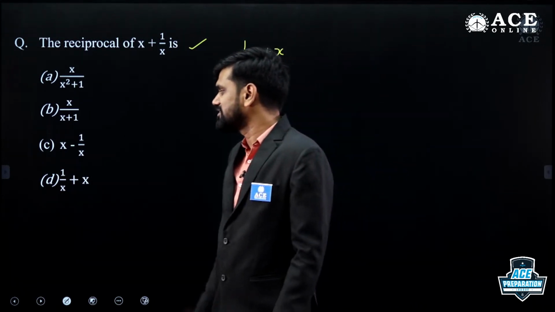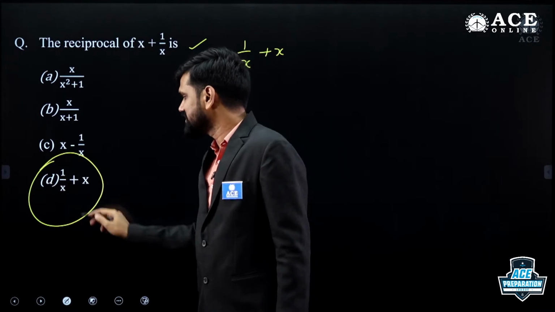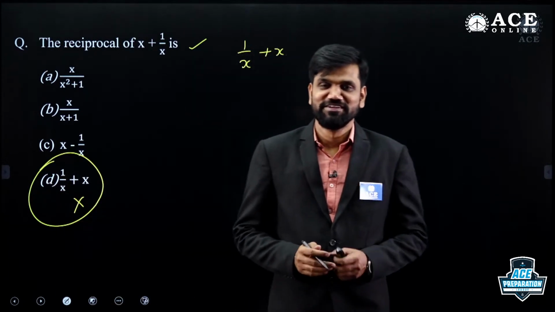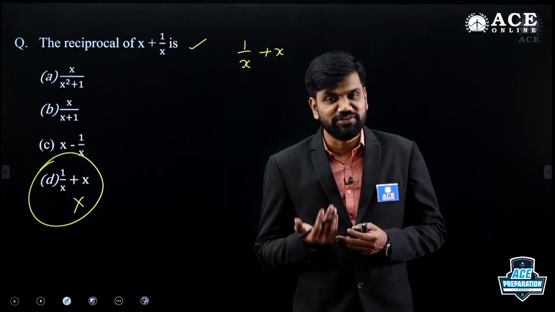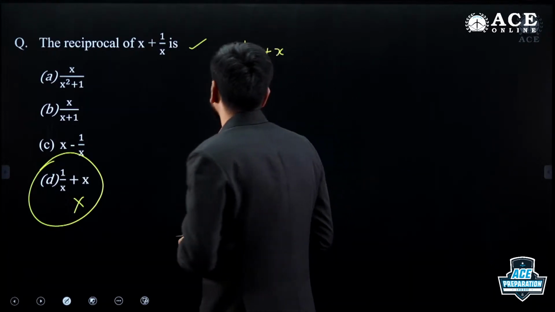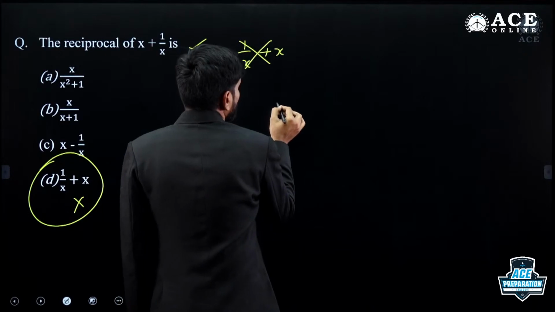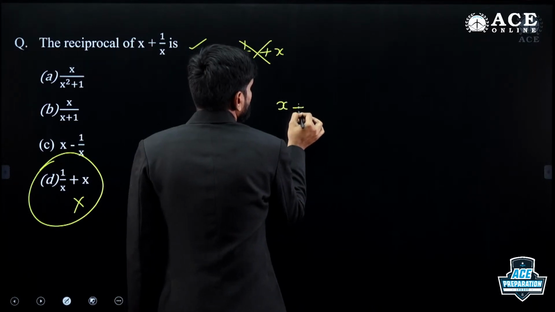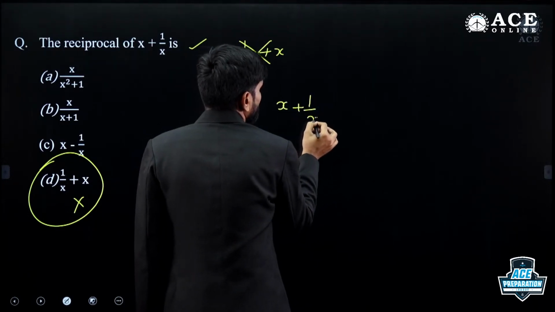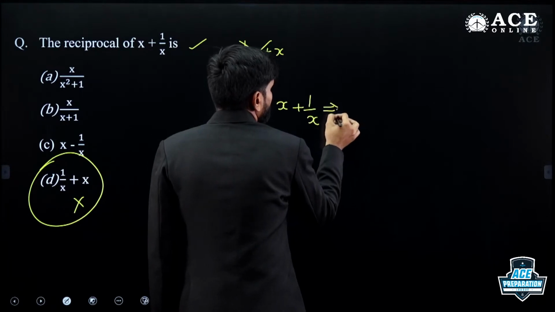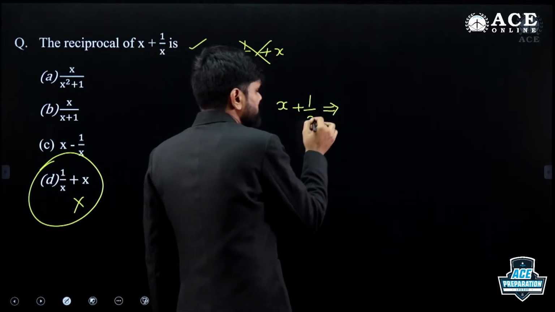That is there in the option, but please remember that is wrong. That is a trap there. So whenever you are taking the reciprocal of any expression, you should have a single numerator and a single denominator. So this is wrong. If you want the reciprocal of x plus 1 by x, simplify it into a single fraction.